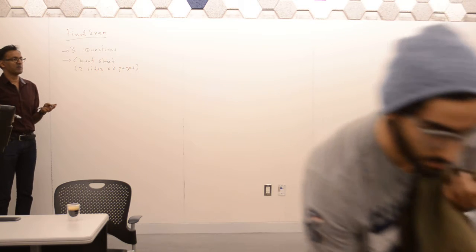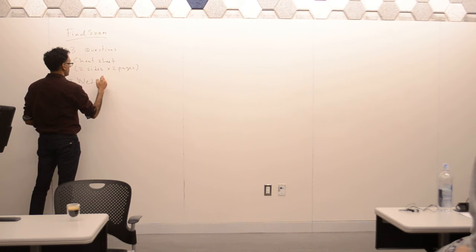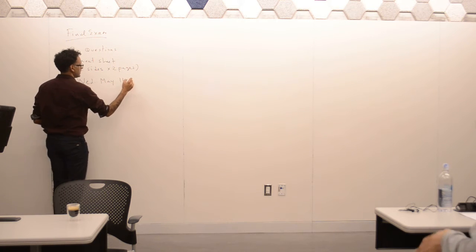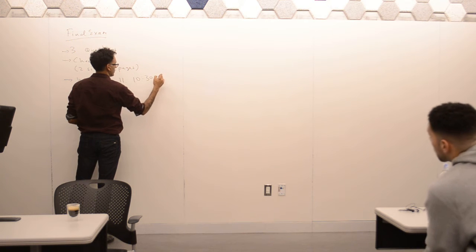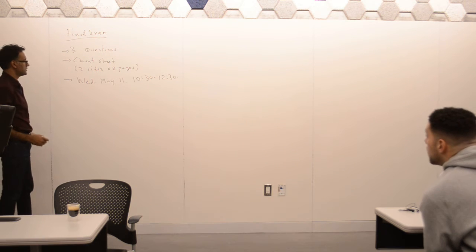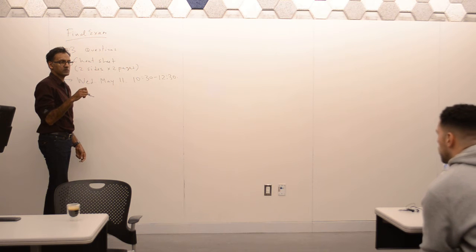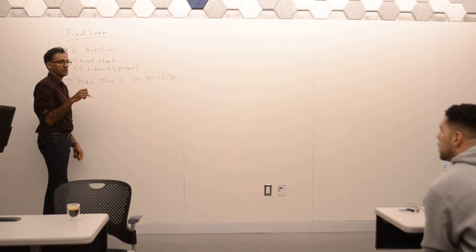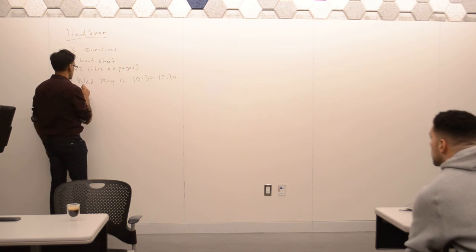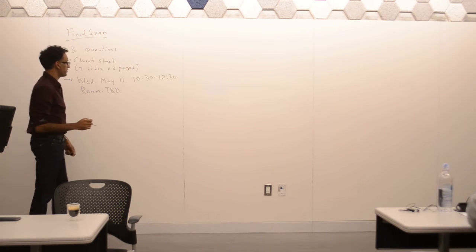Actually, does anyone know the time? I tried to look it up. 10:30. So Wednesday, May 11th, is that right? 10:30 to, I guess, 12:30. And what's the room number? Does anyone know? Is it the classroom or? No, it's on the floor. It's not the classroom. Okay, so the room is, we'll look it up. I tried to find it on NYU Albert, I just couldn't figure this out.